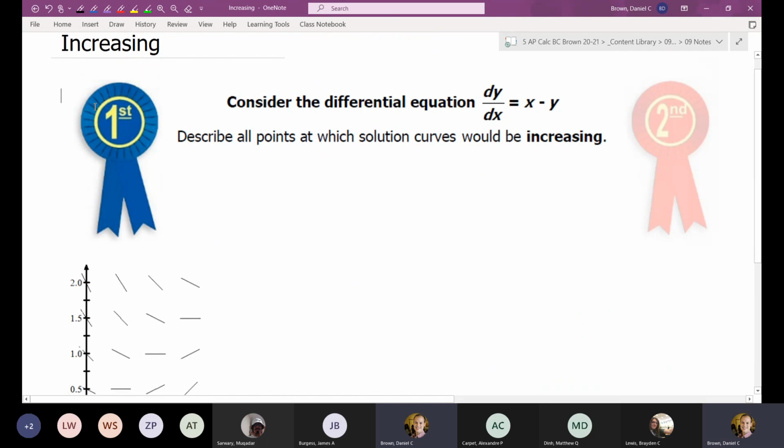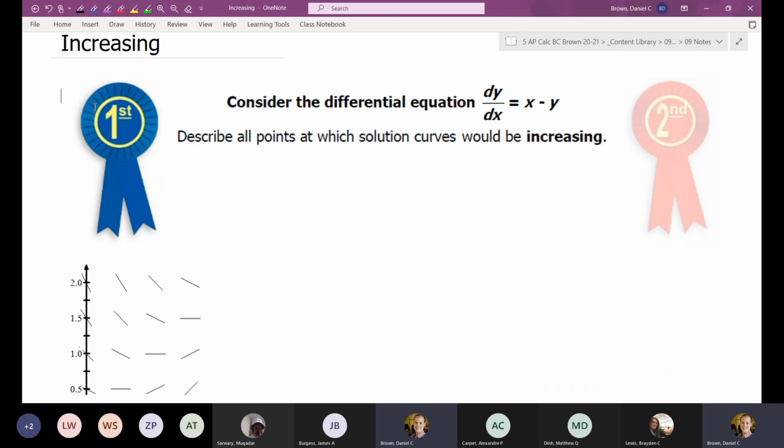If this was on the AP exam, there wouldn't be a slope field to look at. So I just include that there to help us answer the question and to see why the answer is true. But we're going to rely on our calculus to mainly answer this question. So it says, consider the differential equation dy/dx is equal to x minus y. And we want to describe all the points at which solution curves, so that's going to be like the original function, would be increasing. Well, from first semester, what would it mean if the curve was increasing?